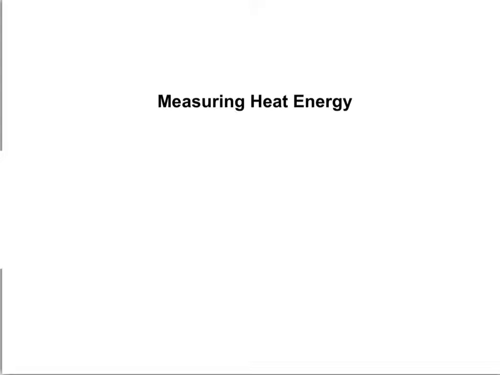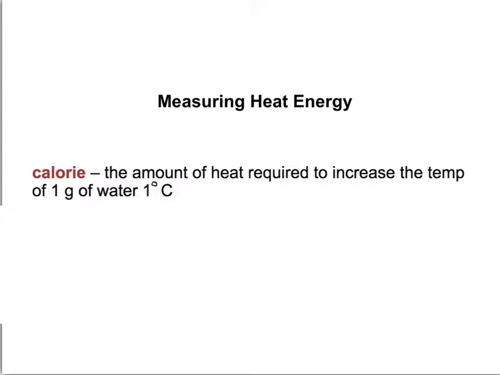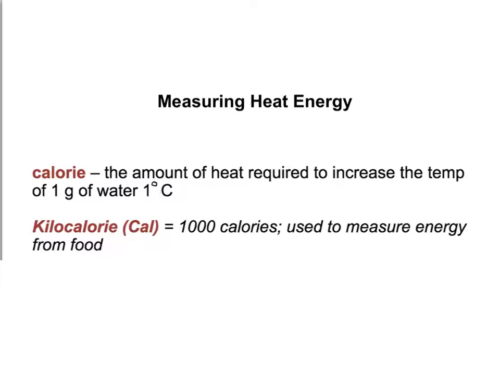Energy is measured in joules, but when we talk about heat energy, we also use something called the calorie. One calorie is the amount of heat it takes to increase the temperature of 1 gram of water by 1 degree Celsius. The calorie that you're familiar with on the back of a food label is actually a kilocalorie. A kilocalorie is 1,000 calories, and usually it's just written as Calorie with a capital C. Like I said, this is what we use to measure the energy that we can get from food.